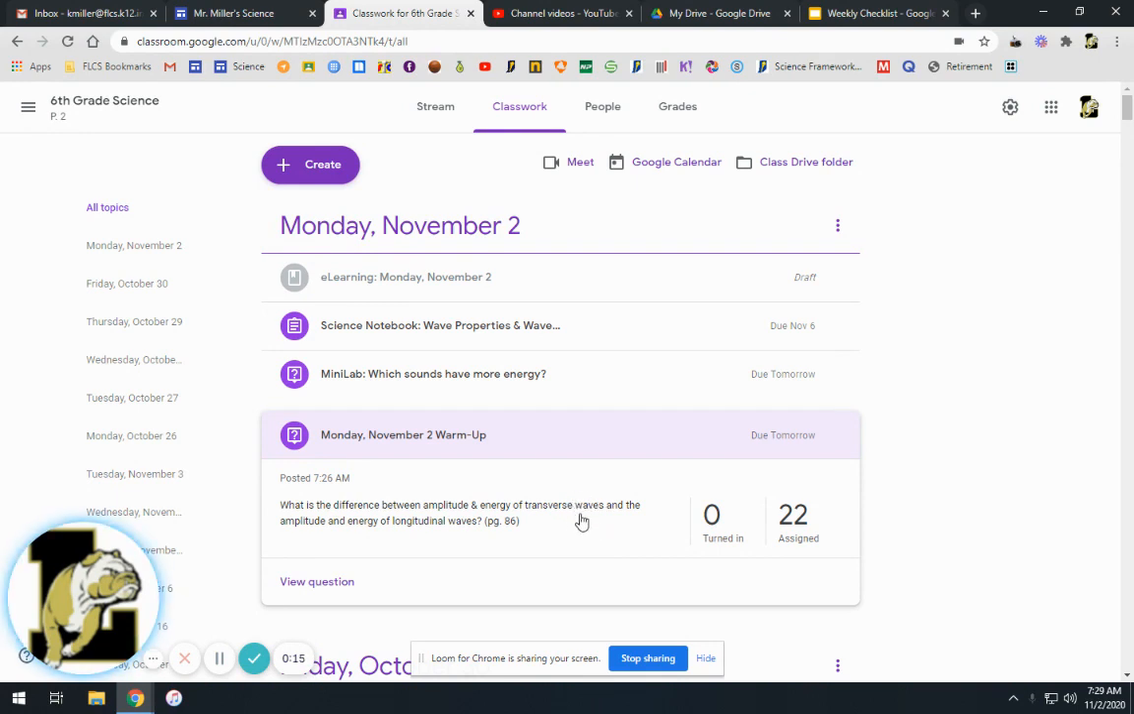We modeled that with a slinky last week. So hopefully that visual can help you understand how to answer that question. If not, then you may go to page 86 in your online textbook in order to help you out.